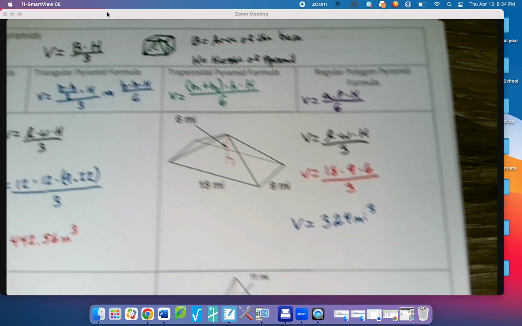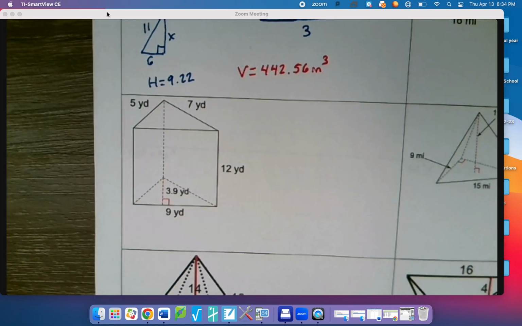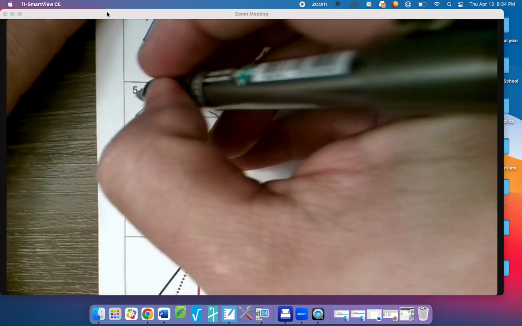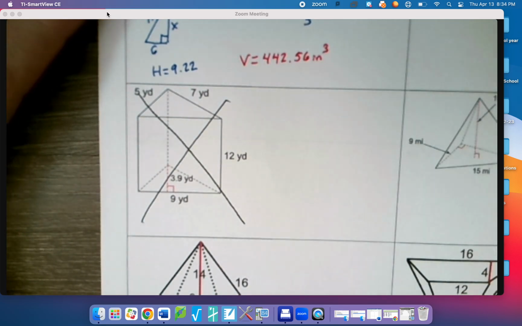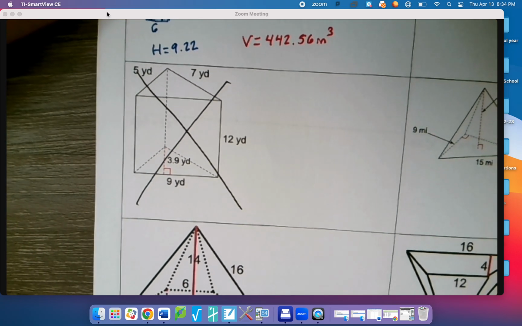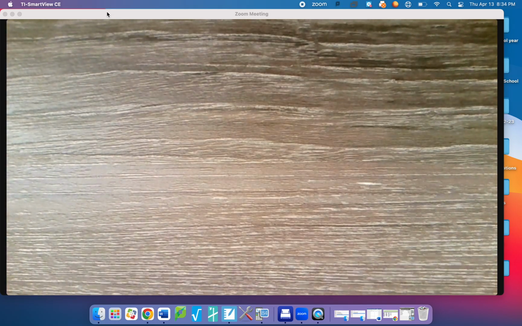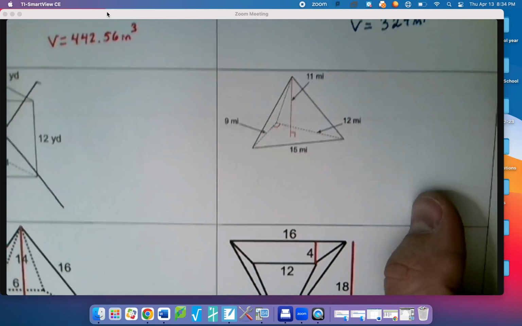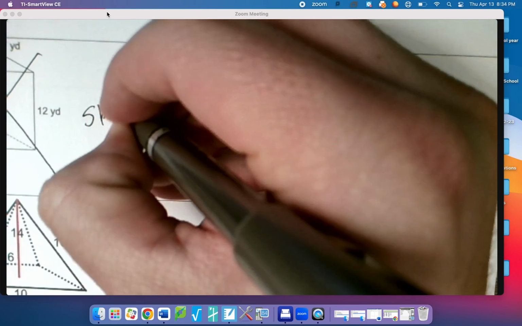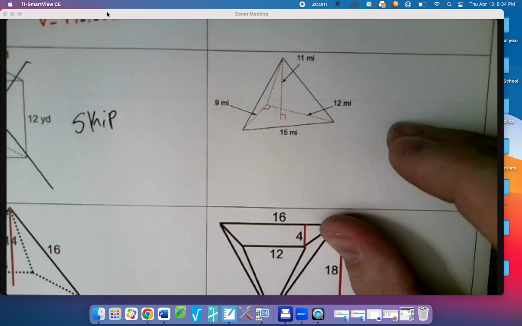All right, we're going to jump down to our triangular. Oh, that's a triangular prism. Whoop, skip that one. That one slipped past me. I saw the triangle and I went, ha-ha, pyramid. It's not a pyramid. So we're just going to skip that one. We're not looking at prisms on the back side of this page. So, skip that one.